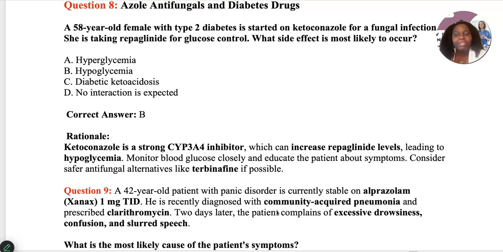Let's look at question number 8. It's about a 58-year-old female with type 2 diabetes. She is started on ketoconazole for a fungal infection. She is taking repaglinide for glucose control. What side effect is most likely to occur? A.